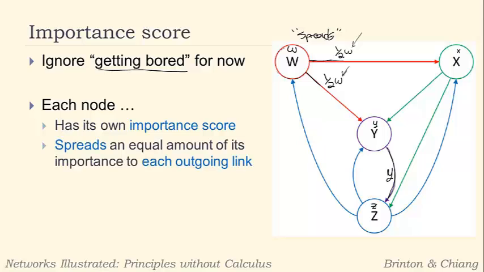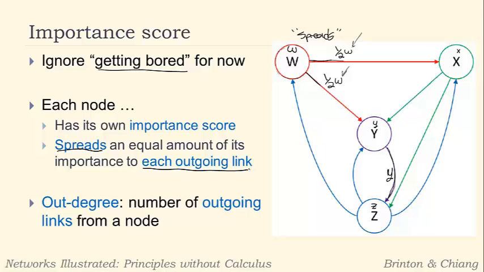As we said, each node has its own importance score, and it spreads an equal amount of its importance to each outgoing link. That's related to the out degree of a node. We talked before about the in degree, the number of incoming links, which we used as a measure of importance. Now we're using the out degree as well, and each link gets a fraction according to the out degree. If the out degree is 3, then each link gets a third. If the out degree is 4, then each link gets a fourth of the importance score of the node, and so on.